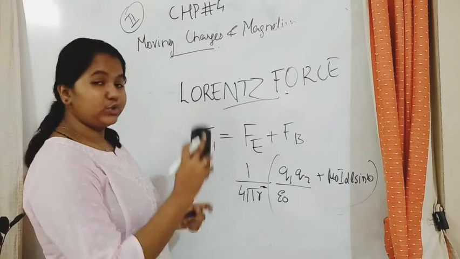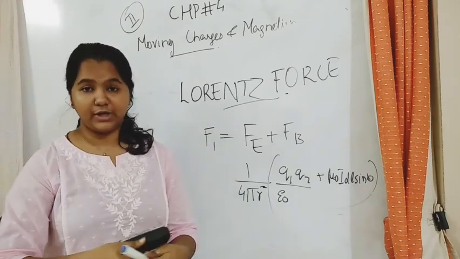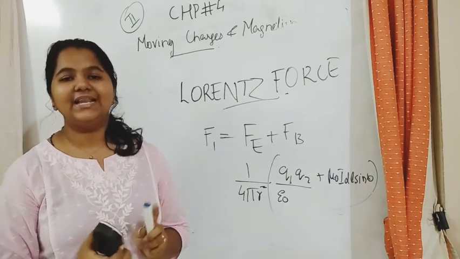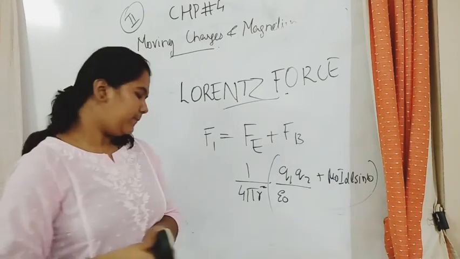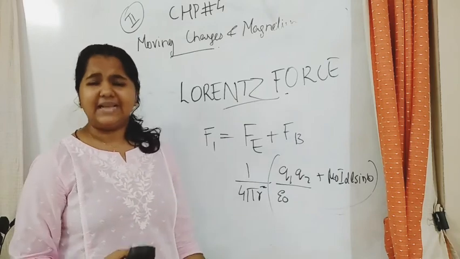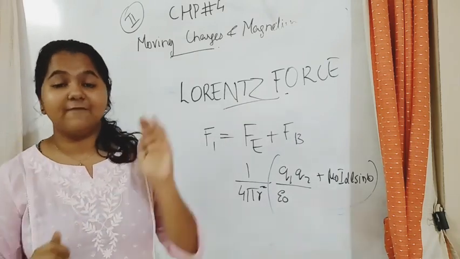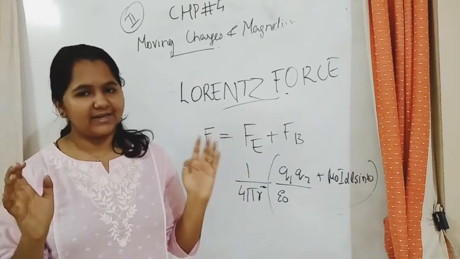So, this is the Lorentz force. So, what is Lorentz force? The definition of Lorentz force is the force experienced by a particle which is both in electrical and magnetic field. So, I told you what produces electric field and magnetic field. A moving charge is a source of both electric and magnetic fields.